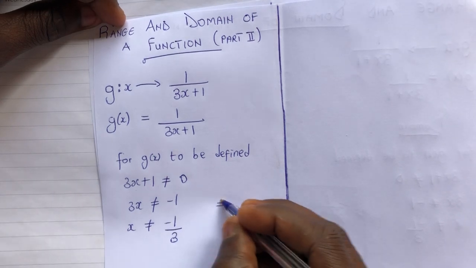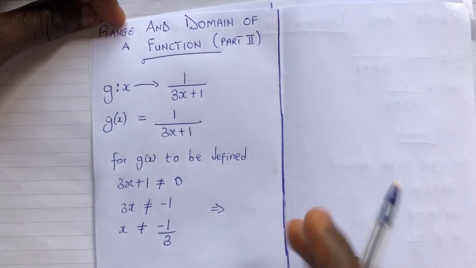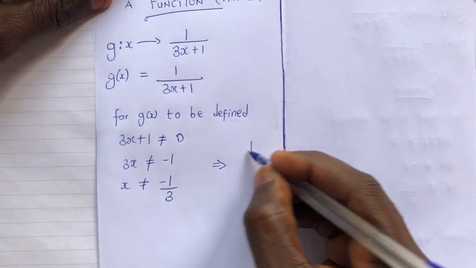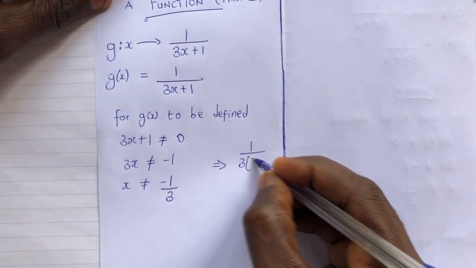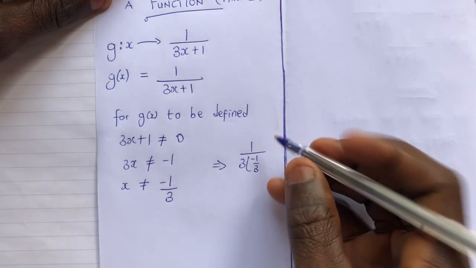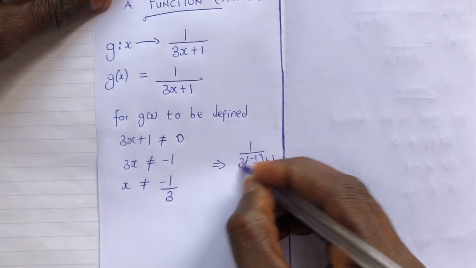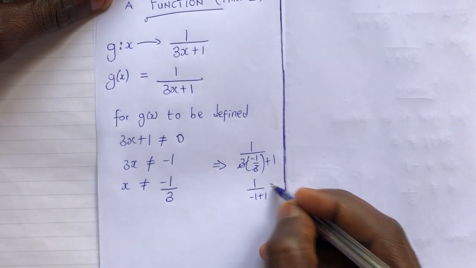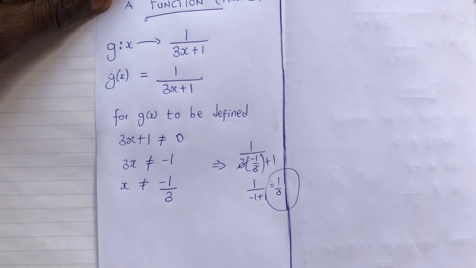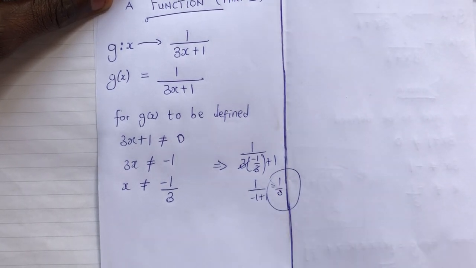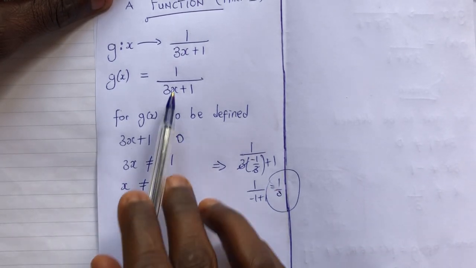Let's test and see. This is just rough work, so don't write this. Once we test, we replace x with minus 1 out of 3 in 1 over 3x plus 1. This gives 1 out of minus 1 plus 1, so we have 1 out of 0, which makes the equation undefined. Even when you punch this on the calculator, you will get an error. So it is this value that makes the equation undefined.